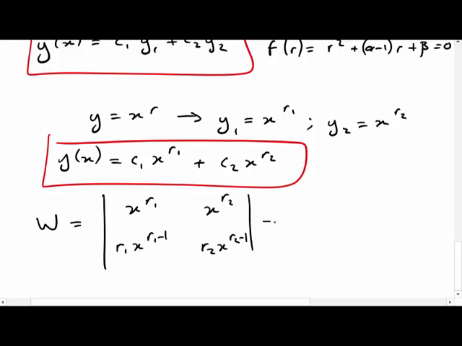That's the Wronskian. Let's just expand this out because it's a determinant. So what have we got? We've got x1, maybe if I use a different colour because we've got lots of red going on.